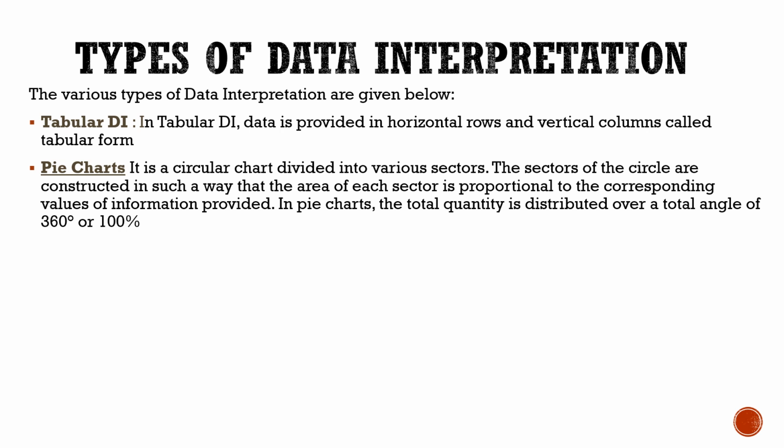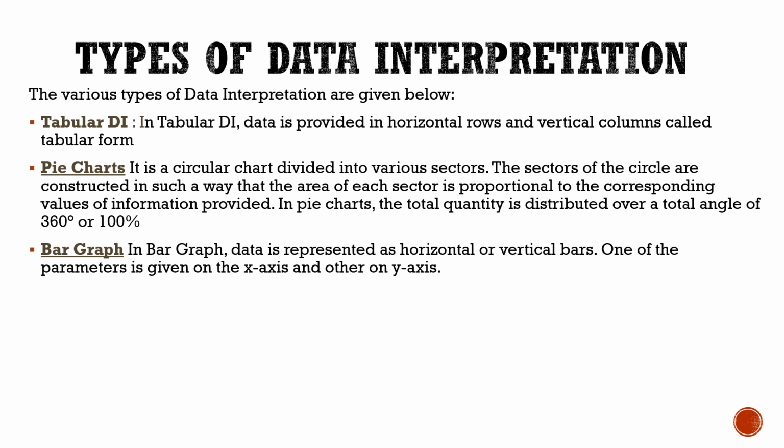So pie chart is a circular chart which is divided into various sectors. These sectors of the circle are constructed in such a way that the area of each sector will be proportional to the corresponding values of the information which is provided. In a pie chart, the total angle which is formed at the center will be 360 degrees, or it is 100%.